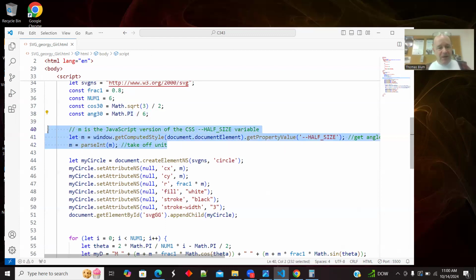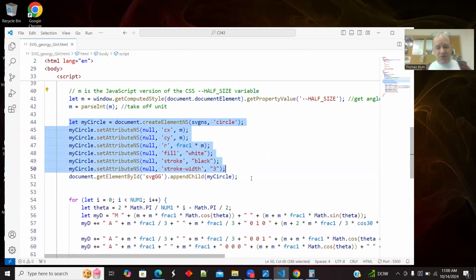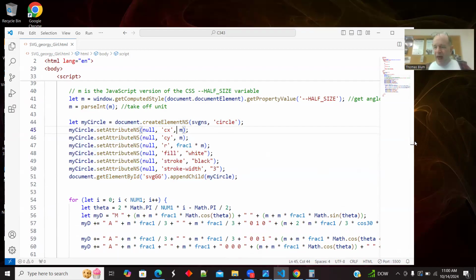Okay. Here's me in JavaScript getting that variable that I had up in style. This is just making the whole large circle. So it's an SVG circle, it's centered. The M was half the size, so MM is the center of my square, making a radius of my fraction, like 80% of half the size of the square, filling it in with white, and the stroke is black, with a stroke width of 3, and I'm adding it to my SVG GG for Georgy Girl.